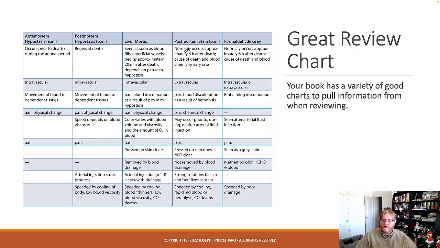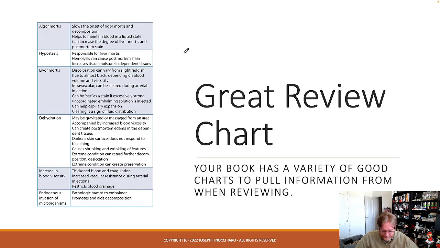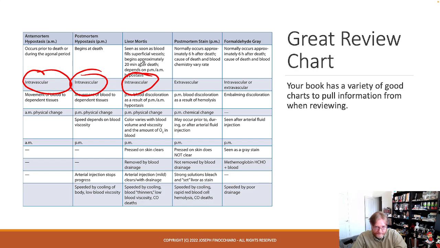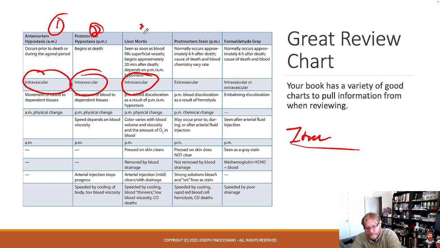Now, things like this: antemortem hypostasis, postmortem, livor mortis, postmortem stain. These are very important charts. And you can take these and make some very useful study aids out of this. So for instance, you can take a column now and just put intravascular, right? And then you can start adding these terms to make, hey, what are my intravascular discolorations?